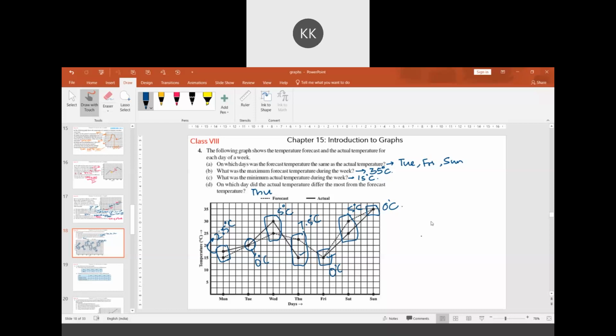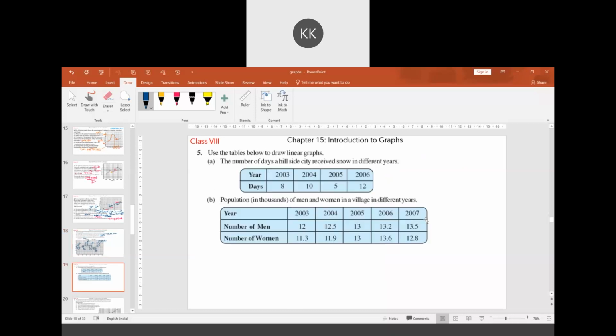Understood? Yes, sir. Use the tables below to draw linear graphs.